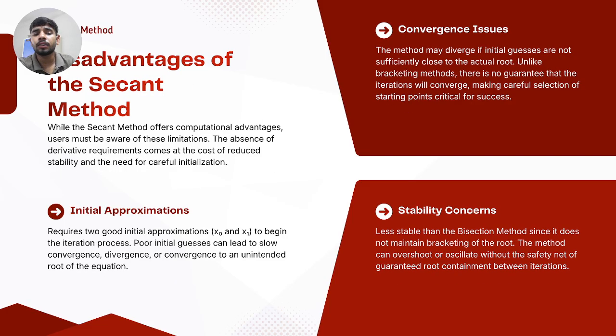The disadvantages of the secant method: initial approximation. It requires a good initial approximation to begin the iteration process. A poor initial guess can lead to slow convergence, divergence, or convergence to an unintended root of the equation. Convergence issue: the method may diverge if initial guesses are not sufficiently close to the actual root. Unlike bracketing methods, there is no guarantee that the iteration will converge, making careful selection of a starting point critical for success. Stability concern: less stable than bisection since it does not maintain the bracketing of the root.